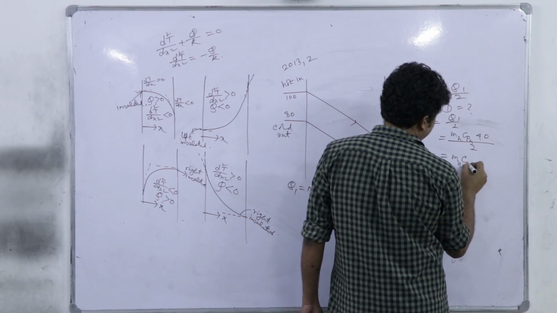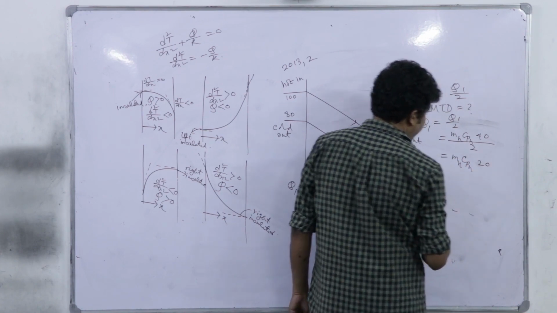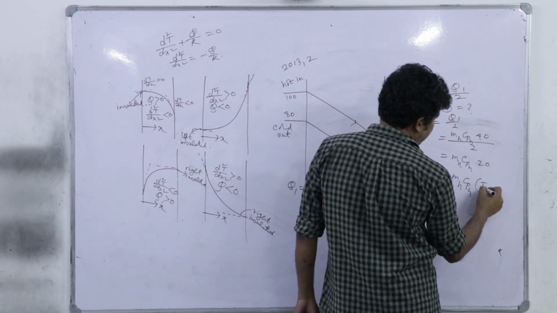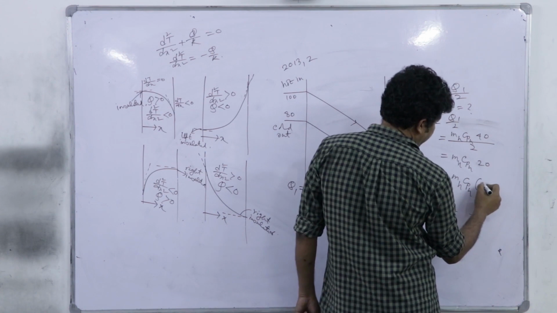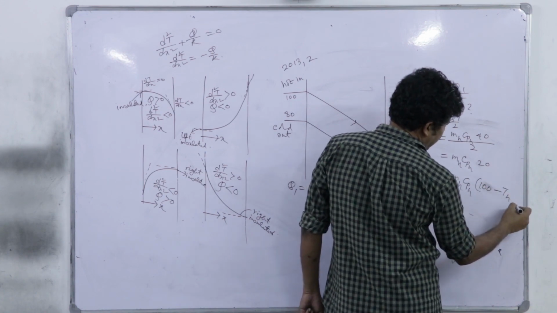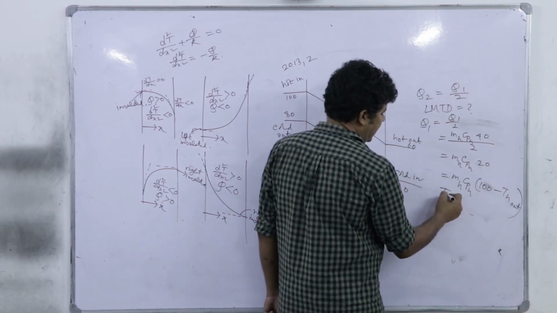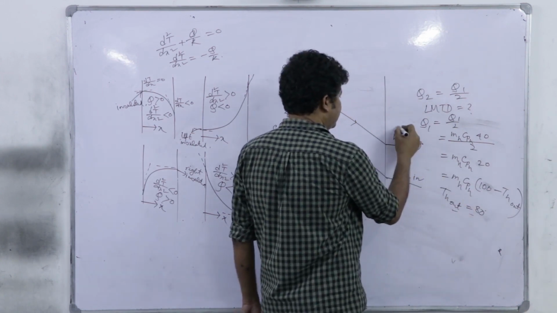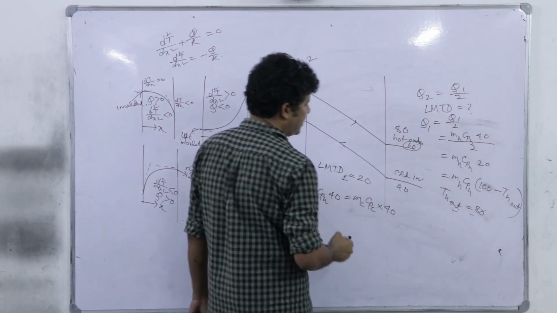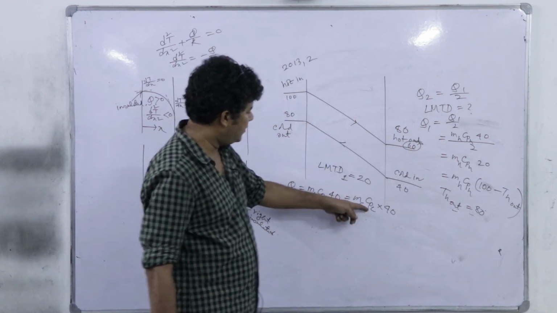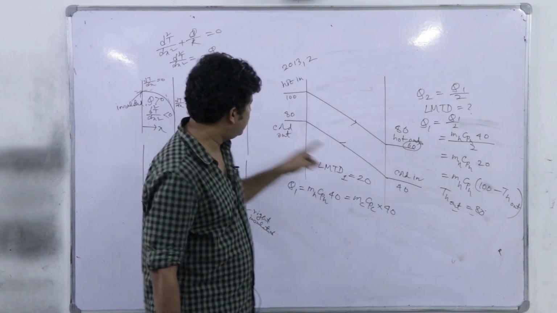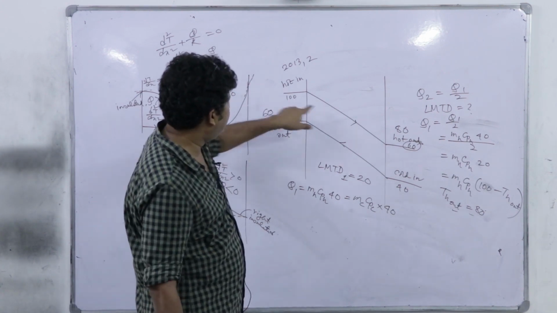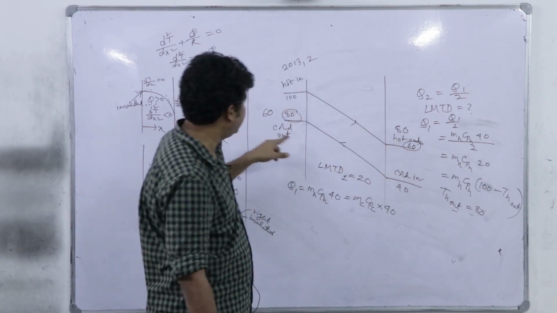So mH Cph into 20, right, and that's equal to mH Cph into (Th in will remain same, 100 minus Th out). So Th out, you see, it will be 80. Previously it was 60, now it will be 80, right? And mc Cpc into 20, so here it will be 60. So 100 and here 80 and here 40 and 60 everywhere.